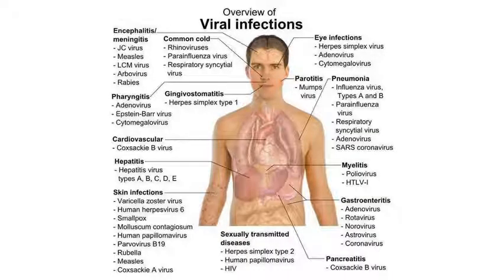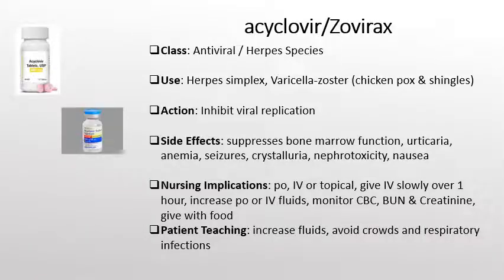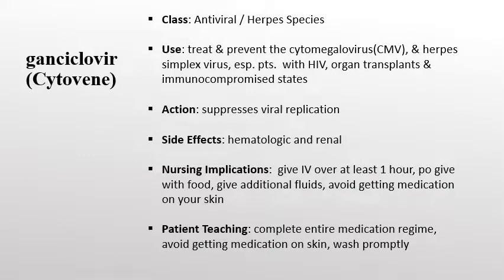And this slide is just an overview to show the large variety of viruses that are out there. And these viruses can attack any part of the body. Ganciclovir, another antiviral medication, is used to treat and prevent cytomegalovirus in patients. Or CMV, cytomegalovirus, boy, I'm stumbling over that. Cytomegalovirus is a common virus that in most of us doesn't show any signs or symptoms.